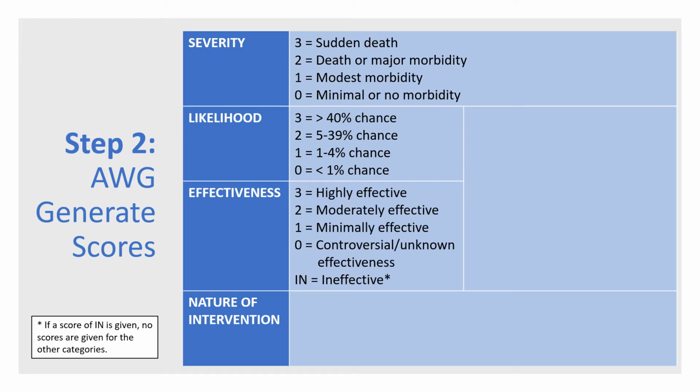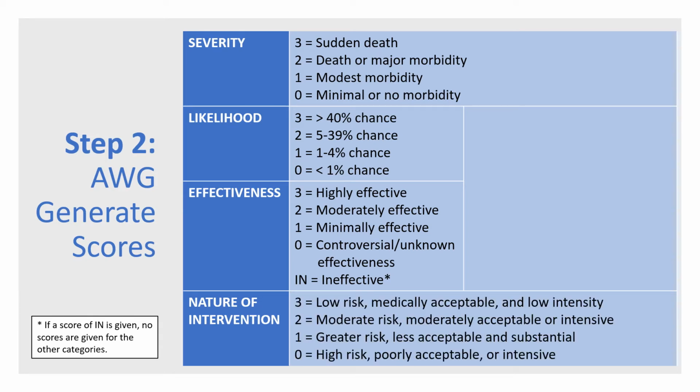For effectiveness of the intervention, we score how effective it is from a 0, which is it's controversial and unknown to be effective, to 3, there's evidence that it's highly effective in preventing or mitigating the health outcome. Sometimes there actually may be information or evidence that the intervention is not effective. In that case, we give the effectiveness score a score of IN for ineffective, and in that case, none of the other categories are scored.